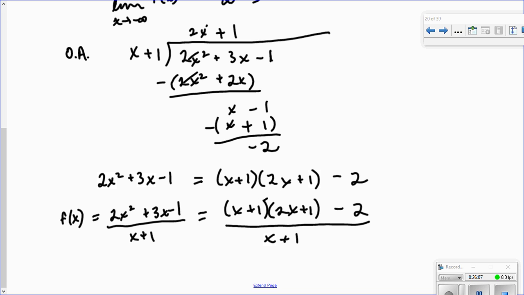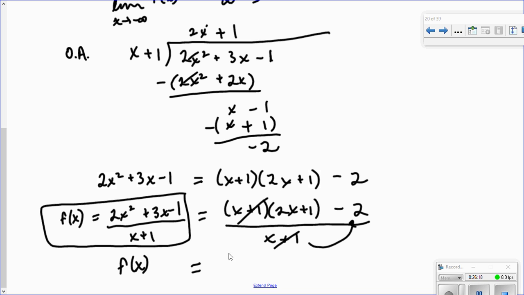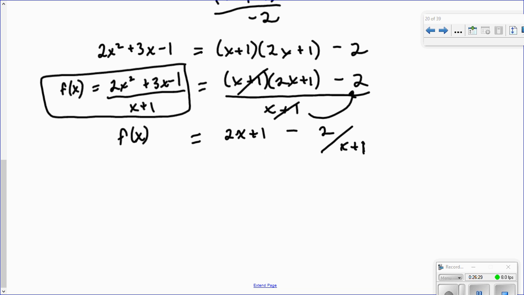So what happened here? This is going to cancel, but I have to carry that into here. So my original function, the way it was given to me in the question, was like this, but through division, I've written it like this: 2x plus 1, take away 2, divided by x plus 1. This is in fact a good way to see this function. Although I was given it like this, I actually performed the division and rewrote it like this. And this is kind of what Desmos graphs here.